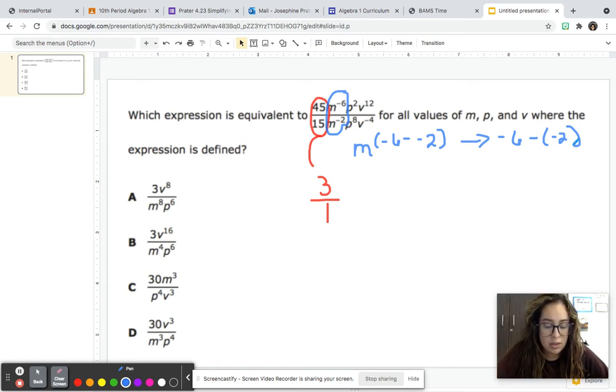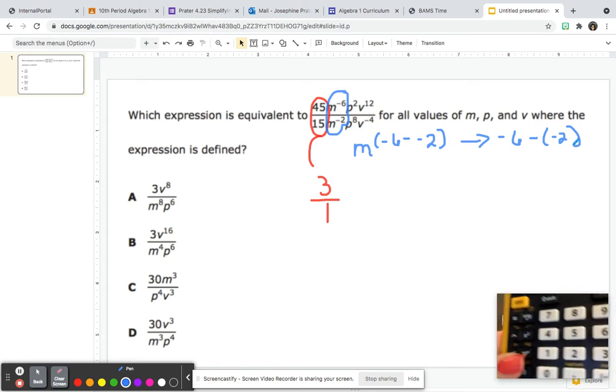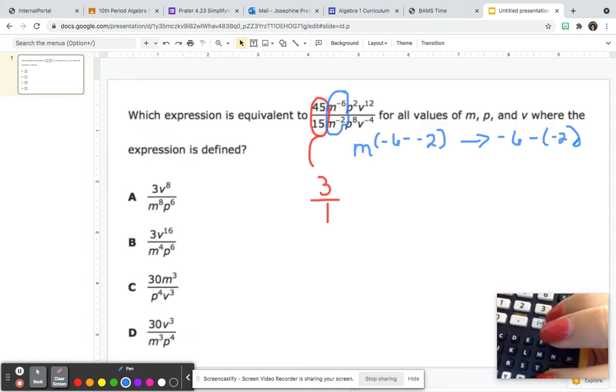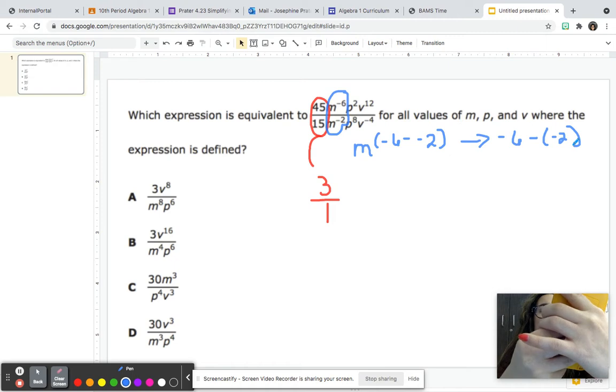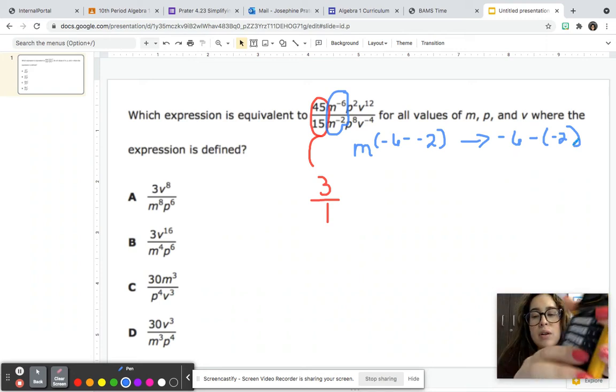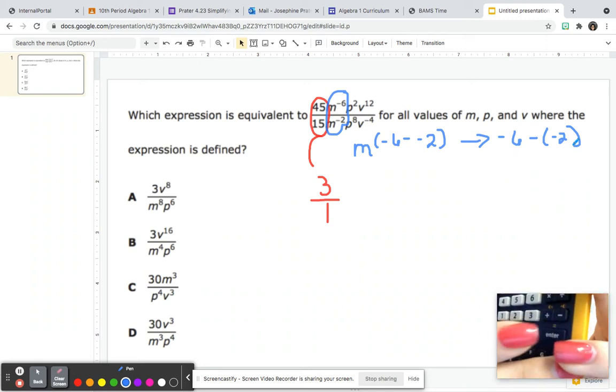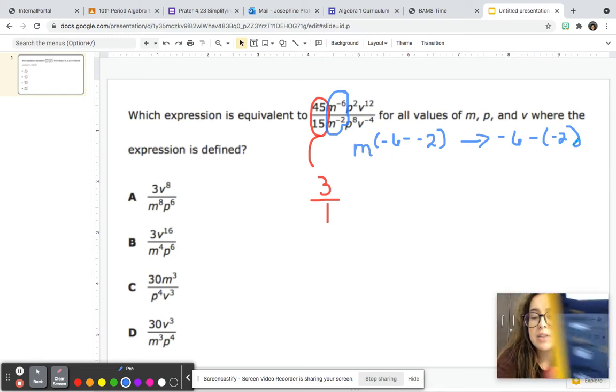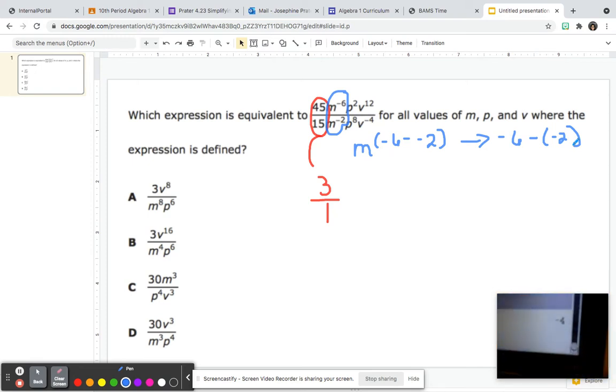Now remember, negative is this little white key at the bottom. So I'm going to use this white key, negative 6 minus negative 2. Remember, minus is over here, so don't get those two confused or else it will not work. I'm going to press enter. When I put negative 6 minus negative 2 into my calculator, I get negative 4.